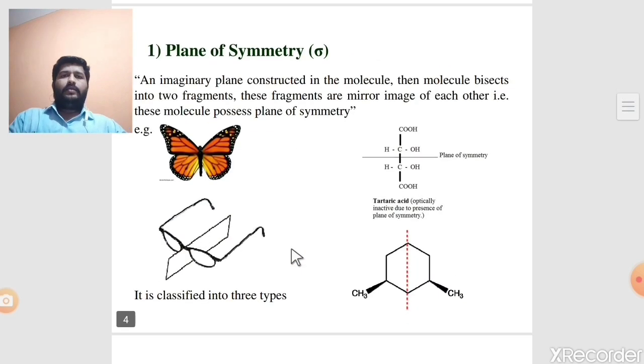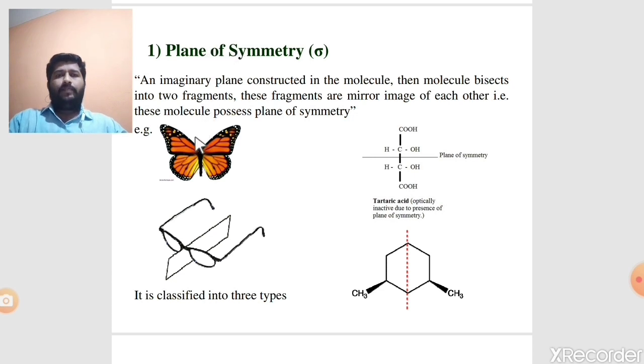Number first is the plane of symmetry. Plane of symmetry is represented by the symbol sigma. If an imaginary plane constructed in the molecule bisects it into two fragments, and these two fragments are exactly mirror images of each other, then this molecule is said to possess the plane of symmetry. See the number first, a very interesting example, the butterfly. Butterfly is a very good example of this plane of symmetry.